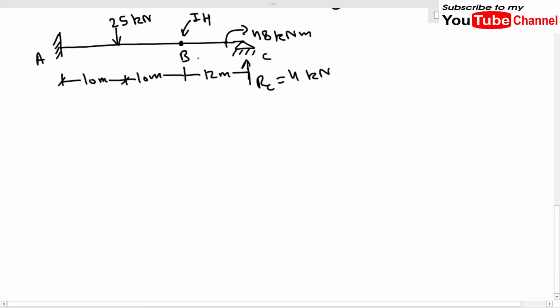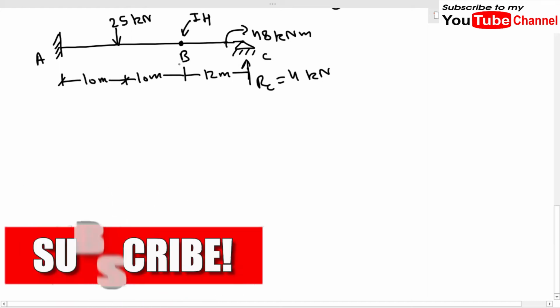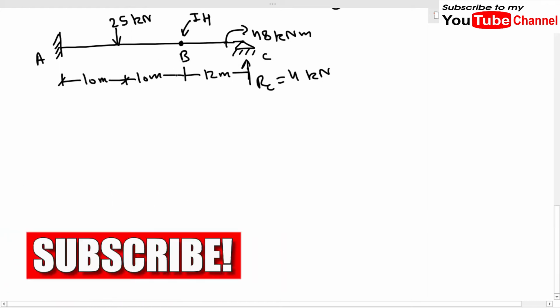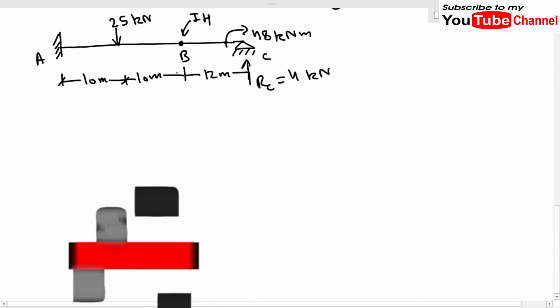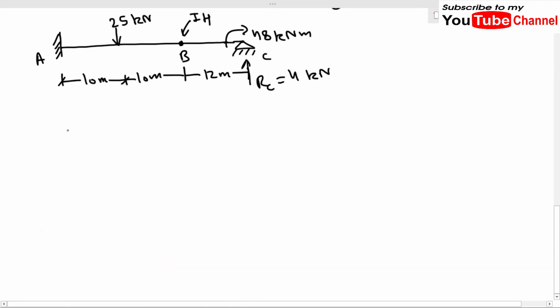So we have found out the value of RC at C. Now we want to draw the bending moment diagram of this beam. Okay, so we can draw the bending moment diagram separately for AB and BC portion, because after separating these two portions, this beam has become very easy, and we can draw the bending moment diagram very easily for these two separate portions. Okay, so if I want to draw the bending moment diagram for this BC portion, so let me take this BC portion first.